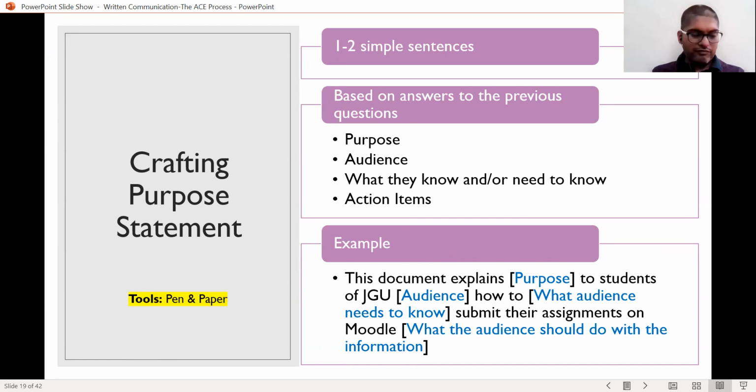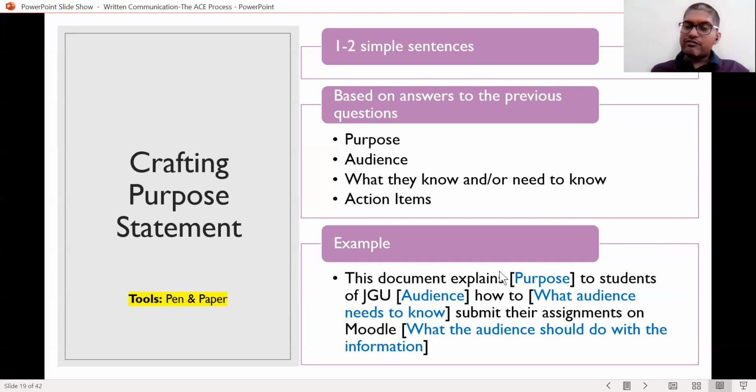For example, I've taken this example of O.P. Jindal Global University where I teach, and the class that I'm taking. So this document, let's read this without the blue part. This document explains to students of JGU how to submit their assignments on Moodle. Now, Moodle is a learning management system. Not everybody is aware of how to use it, and assignments for my course need to be submitted on Moodle. So if I create a document to help students understand how to submit their assignment, say a PDF with screenshots, etc.